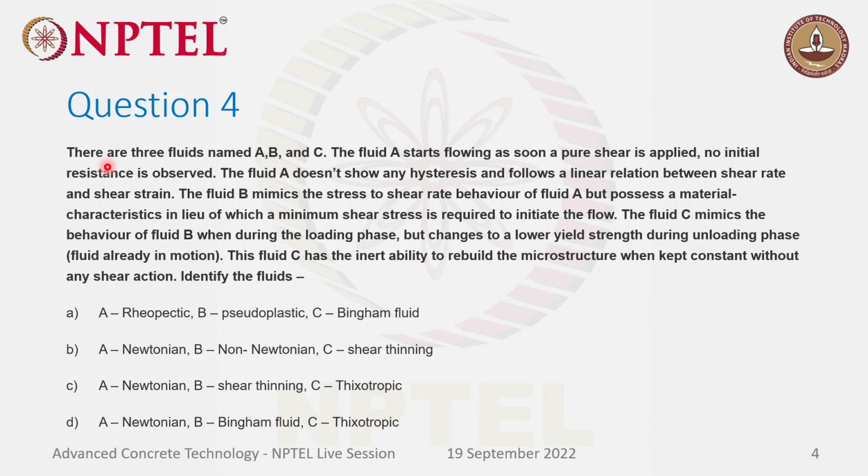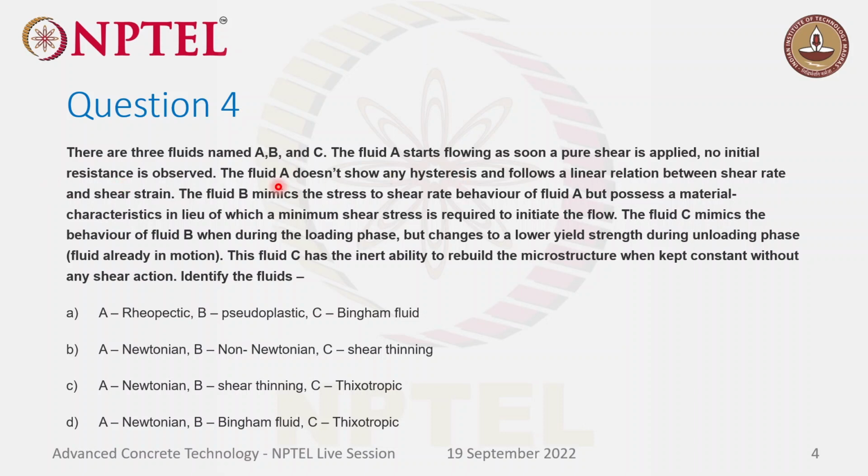So here they are saying there are 3 fluids named A, B and C. Now they are explaining the behavior of fluid A. Fluid A starts flowing as soon as a pure shear is applied. No initial resistance is observed. I have just explained this recently, so you can now know the answer readily. Fluid A starts flowing as soon as the pure shear is applied. No initial resistance is observed.